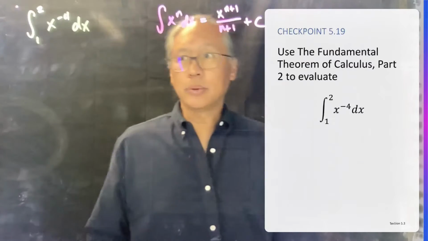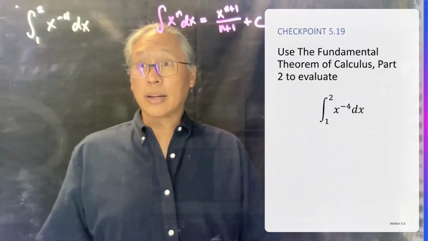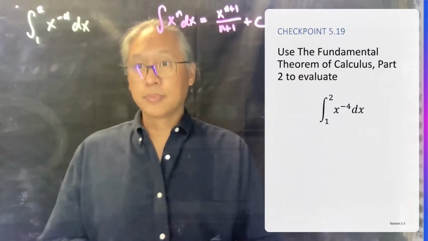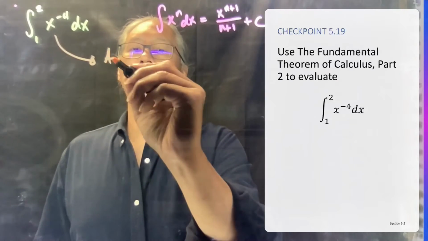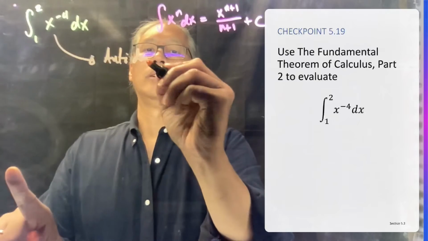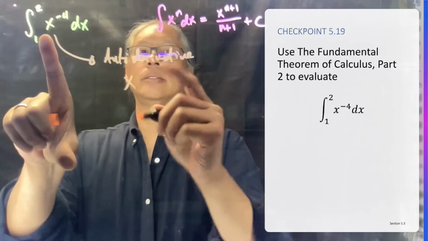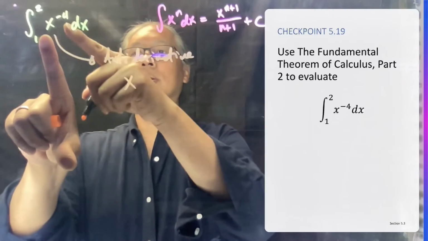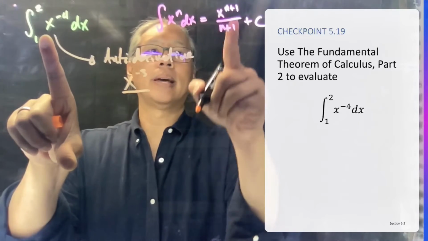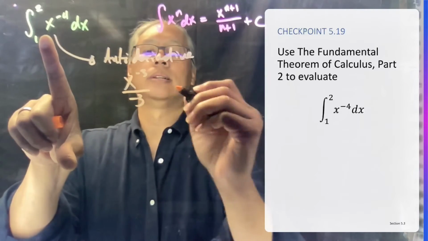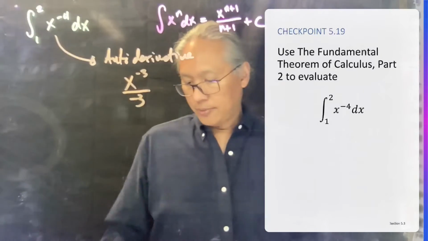But in this case, what we want to do is find the general antiderivative for x to the negative fourth. So the antiderivative of x to the negative fourth is going to be x to the, so we add 1 to the power, so it's negative 4 plus 1 is negative 3, and then we're going to divide by that same thing, negative 3. So this is going to be your antiderivative.